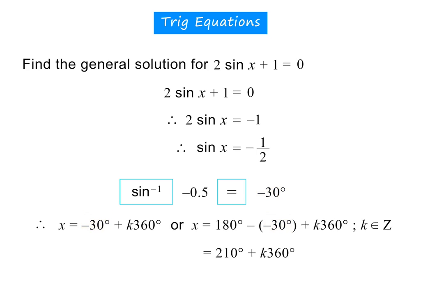On the right-hand side, we can simplify further by adding 30 to 180 degrees. The final answer is therefore x equals minus 30 degrees plus k 360 degrees, or 210 degrees plus k 360 degrees. This completes the question.